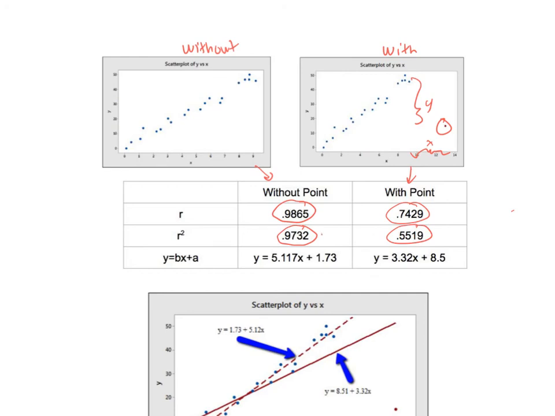We went from almost 100% of the variation accounted for to basically a little over half of the variation accounted for. And you can see the two equations, the slope changed by a ton, and the y-intercept dramatically changed too. Okay, so this point is influential. And we'd say it has high leverage.